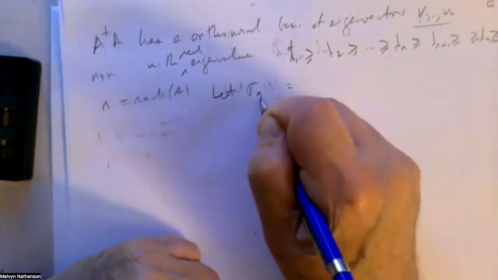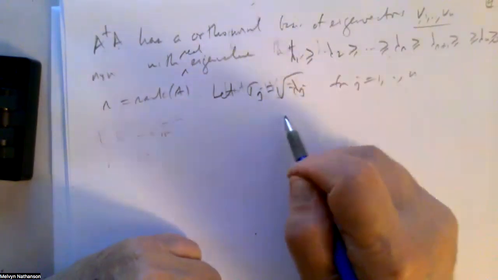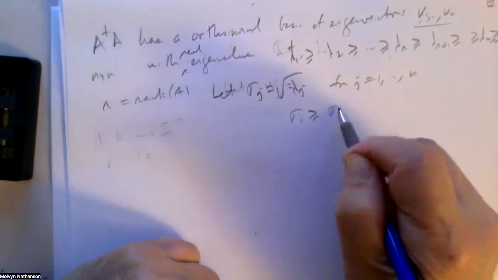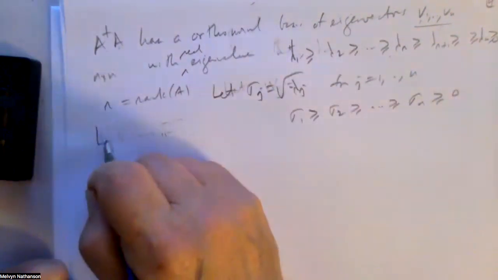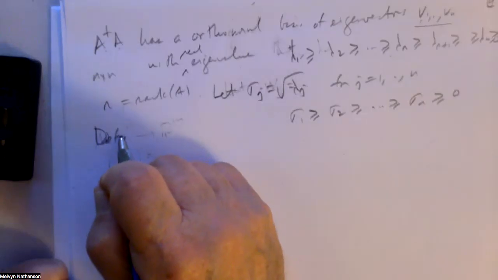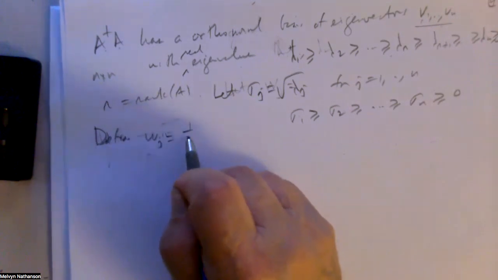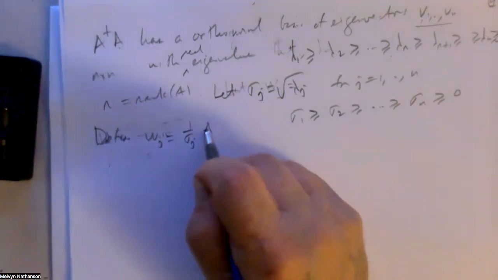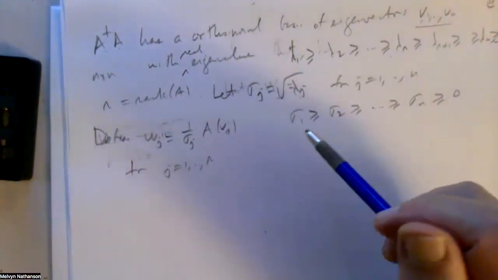For each of these numbers, take the square root. So let sigma j be the square root of lambda j for j going from 1 up to n. So the sigmas are also decreasing. Sigma 1 is greater than or equal to sigma 2, greater than or equal to sigma n, greater than or equal to 0. Suppose we define w sub j to be one over sigma j, A of vj, for j going from 1 up to r.